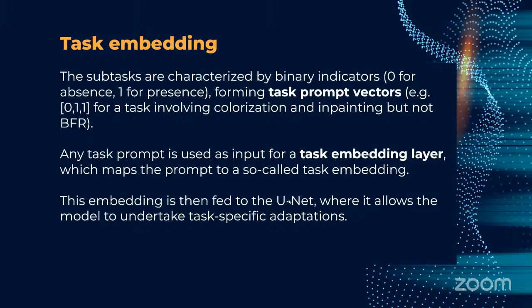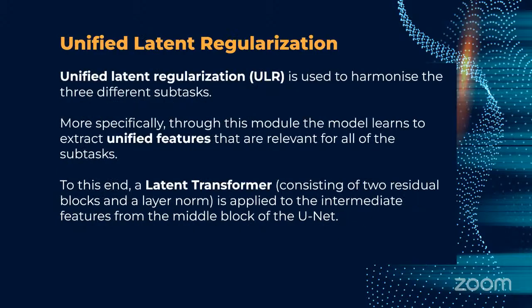Okay, then the next important module in SVFR is the Unified Latent Regularization module, or short ULR. This is actually very important because this is really the module which allows the model to unify the 3 subtasks and allows these 3 subtasks to benefit each other. More specifically, this ULR module teaches the model to extract so-called unified features, which means features that are not only relevant for one of the 3 subtasks, but for all 3 subtasks.